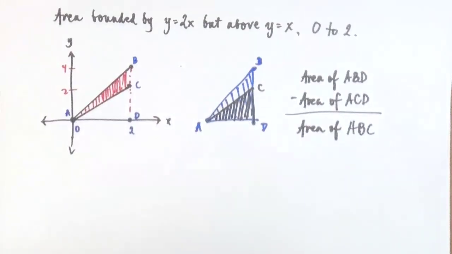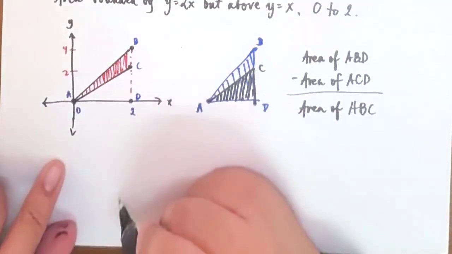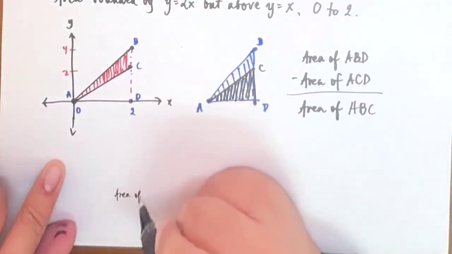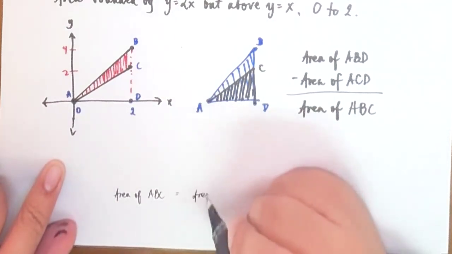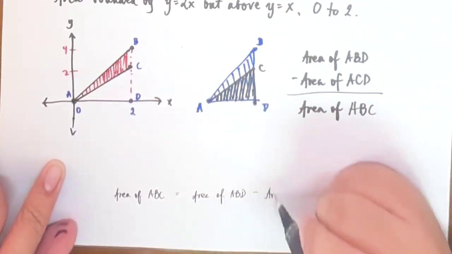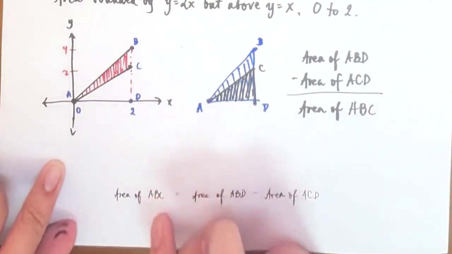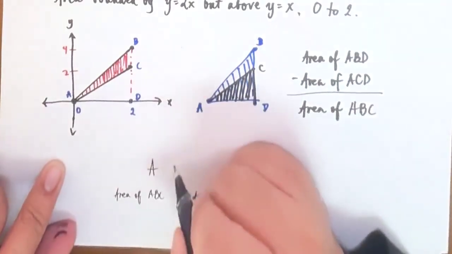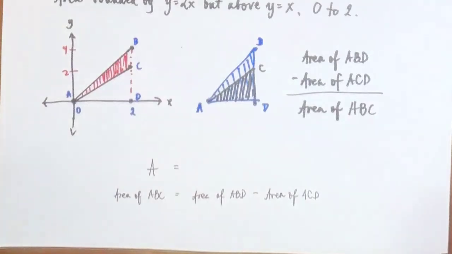Now, okay, let's do the integrals. So we have area of ABC, which is what we want, is equal to the area of ABD minus area of ACD. So this is what we want, area of ABC. This is A. Okay. How do we set up the area of ABD?